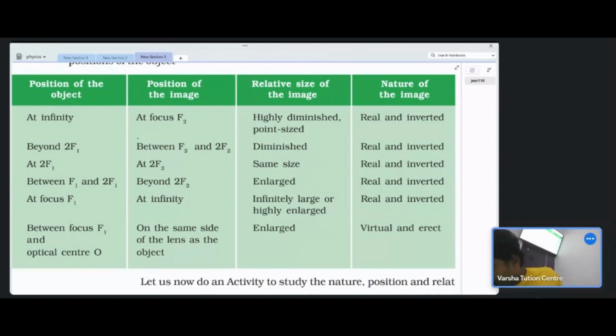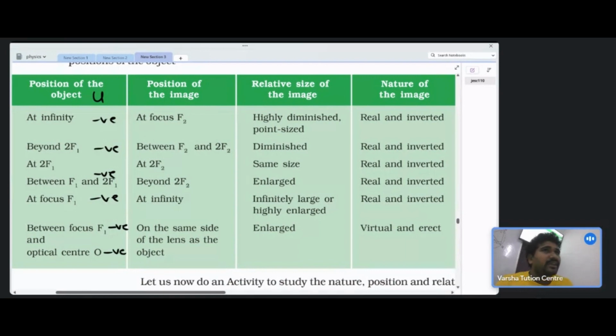Okay, see now. U is always negative. Sir, how many times are you writing it? There are only two cases. This is full negative. That's it. Clear?